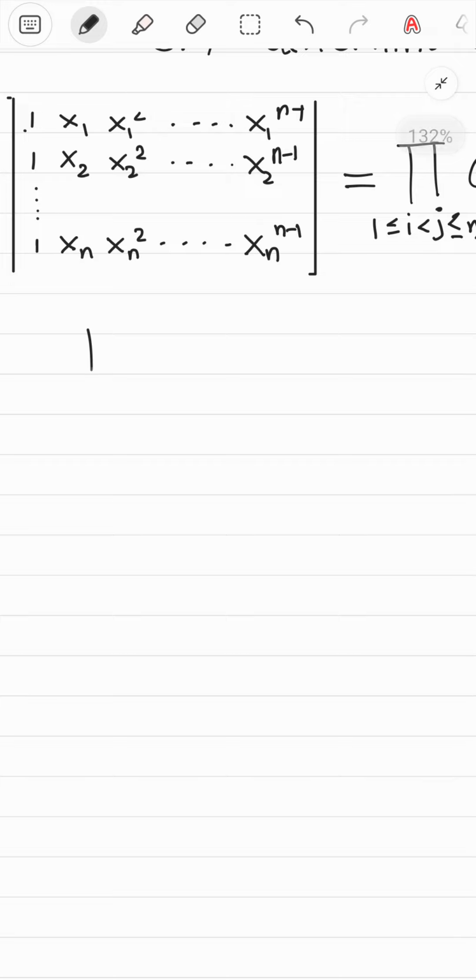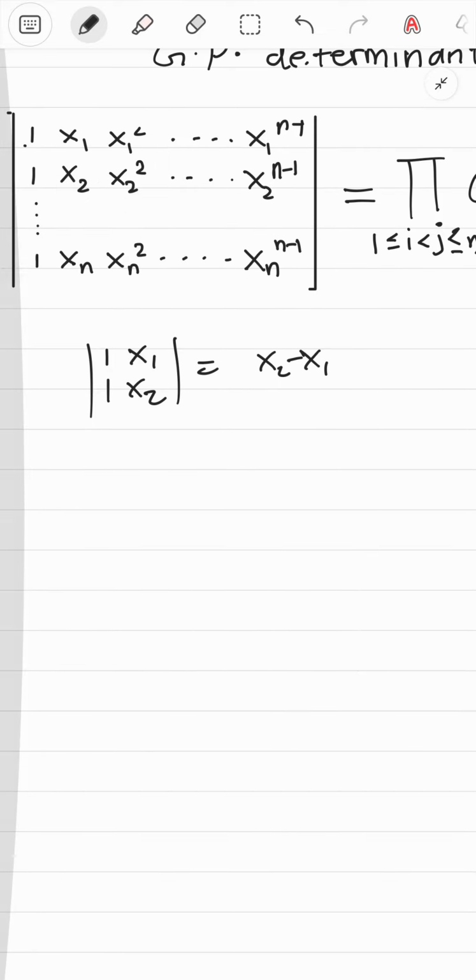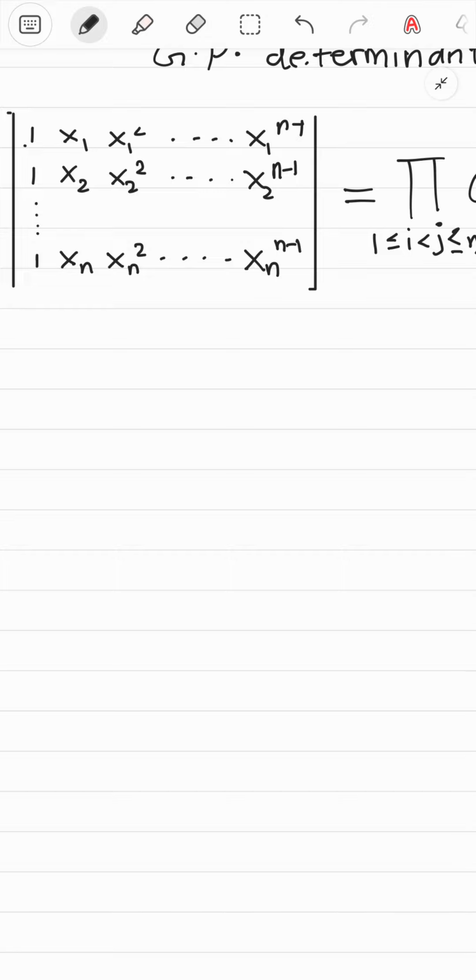Our base case would be when this is a 2 by 2 determinant, so you just have 1 x1, 1 x2, and that's equal to x2 minus x1. Yeah, and that satisfies this expression. Sure, it's the same thing as that expression. Now let's do the induction step.